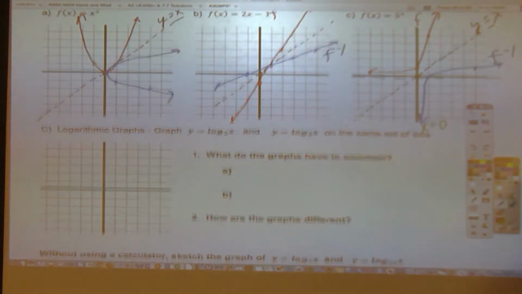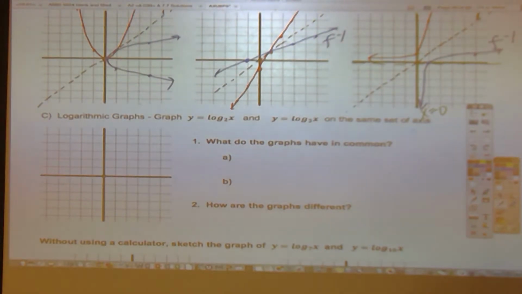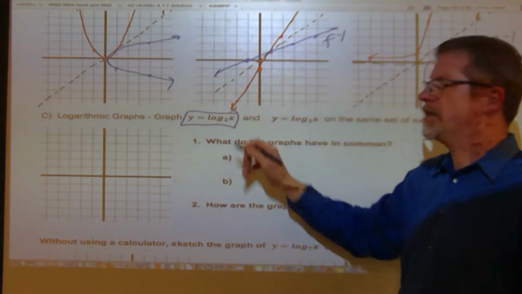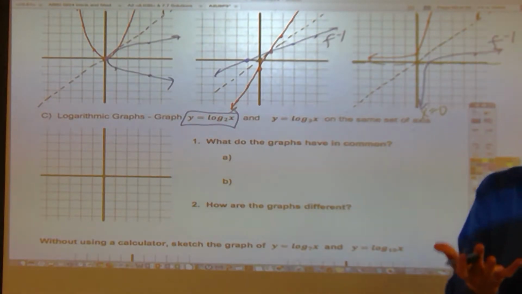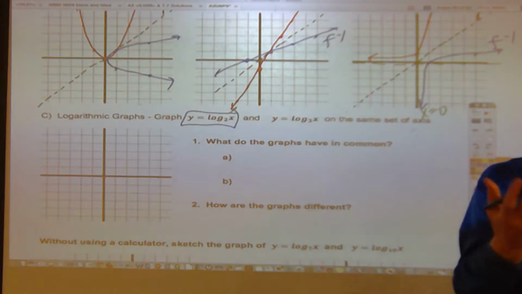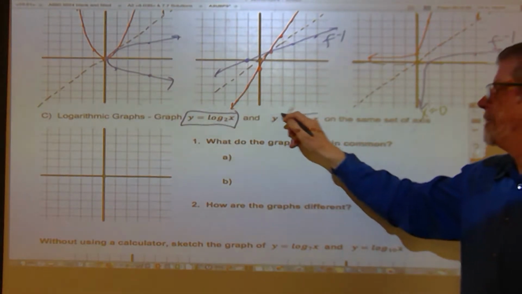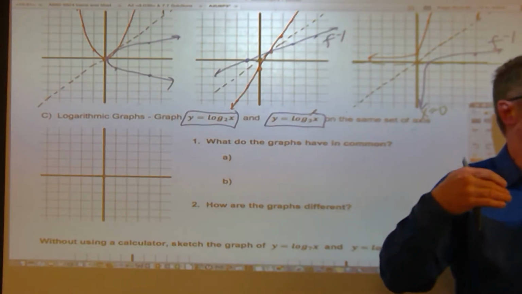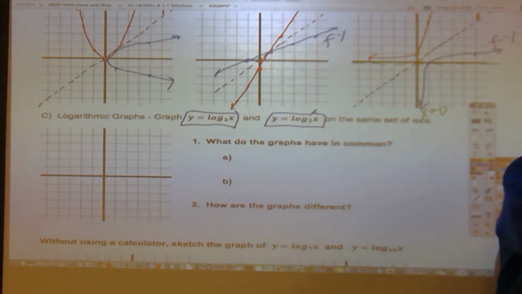Now, today, we're introducing you to a whole new neighborhood of parents. Each one owns a home in the neighborhood. We've got the log base 2 of x parent graph. It's a new parent. Meet the parents. Log base 3 of x is a new parent. We've got log base 4 live in this neighborhood, log base 5 of x, log base 6 of x.